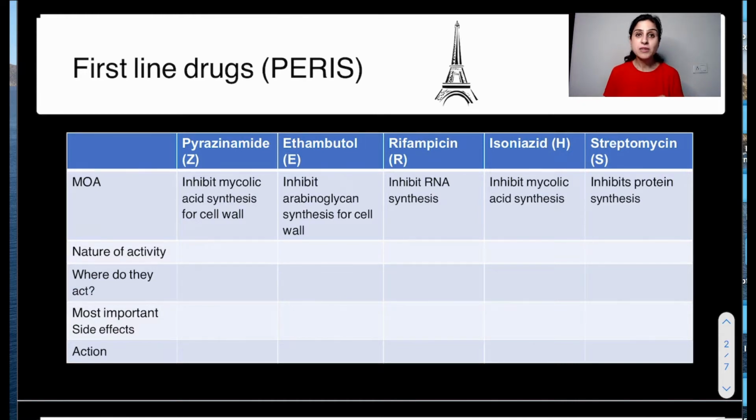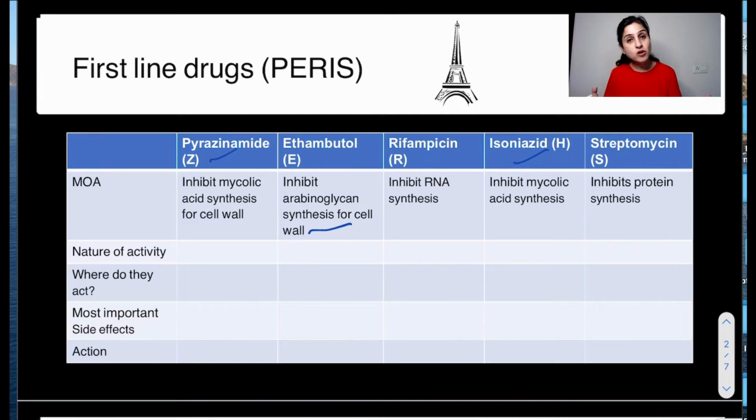First is your mechanism of action. Pyrazinamide as well as isoniazid have a similar mechanism. They both inhibit the cell wall synthesis, but they target the mycolic acid synthesis. Ethambutol also inhibits the cell wall synthesis, but the target is different, which is arabinoglycan synthesis. Rifampicin has a different mechanism. R for rifampicin, R for RNA. It inhibits the DNA-dependent RNA synthesis.